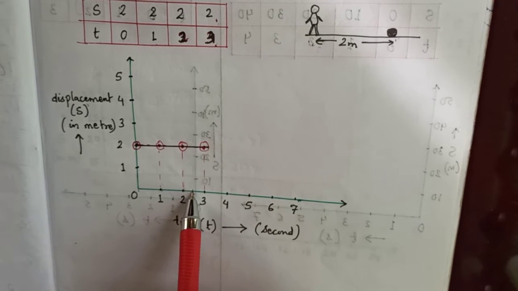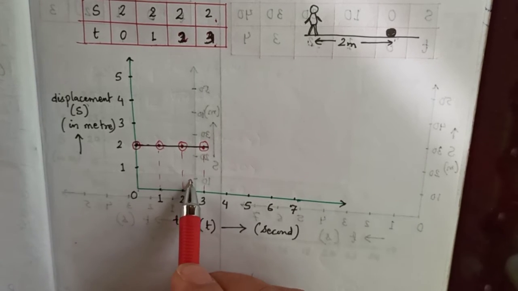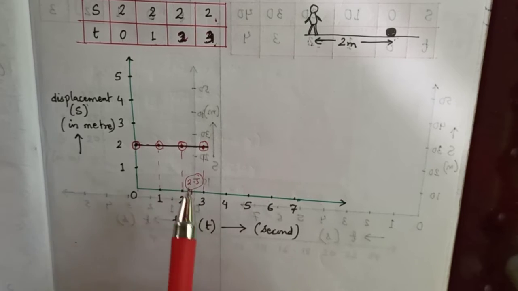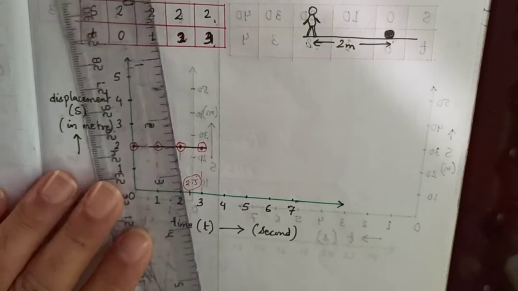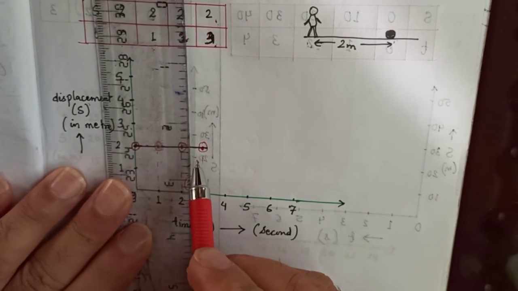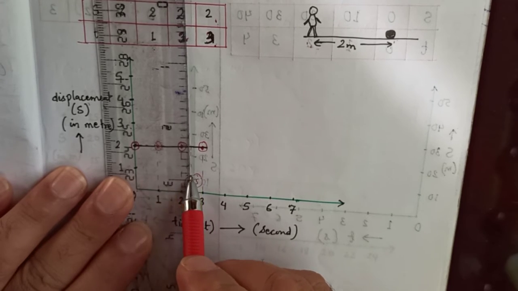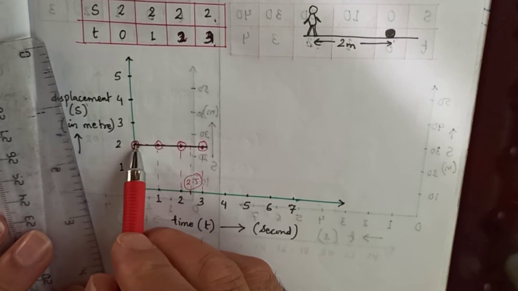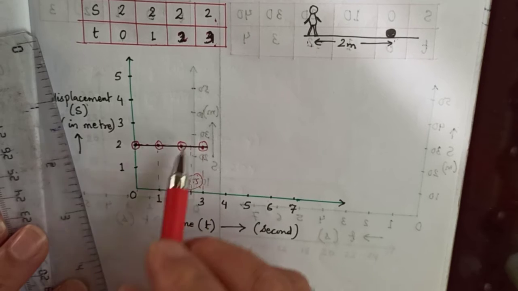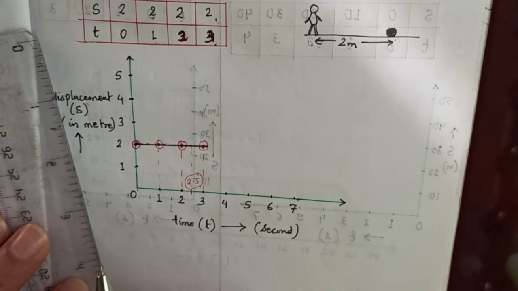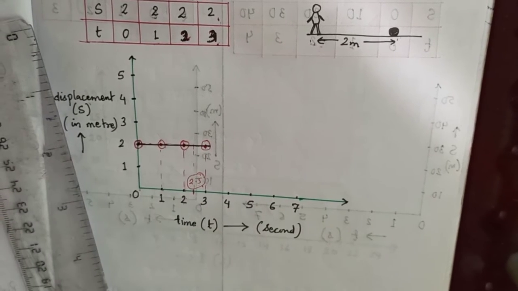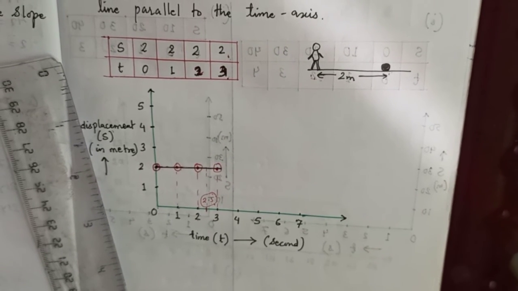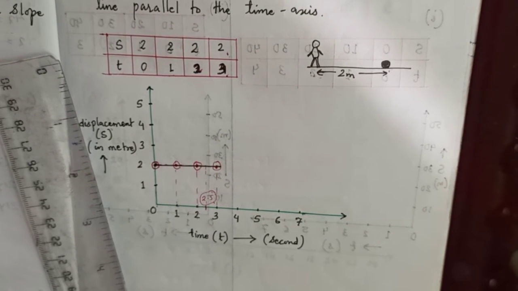What is the displacement of the body in, let's say, 2.5 seconds? If you want to find out, then from here you have to drop a perpendicular on the line, and then from there it goes this side. That means in 2.5 seconds also the displacement is 2 meter. So the first thing, from the displacement time graph, we can calculate is the displacement of the body at an instant.